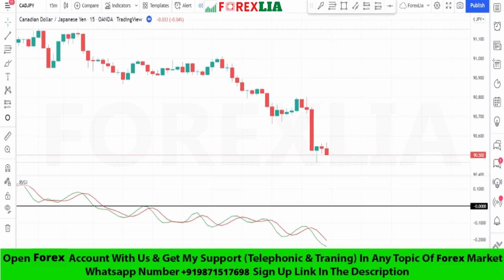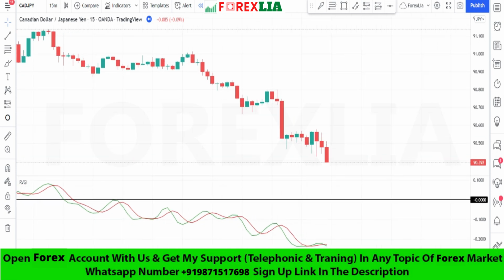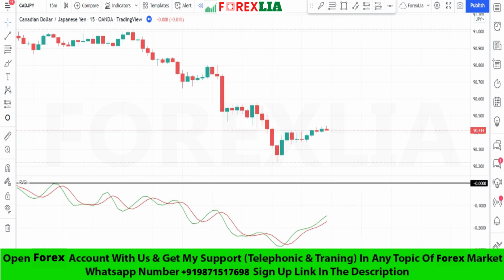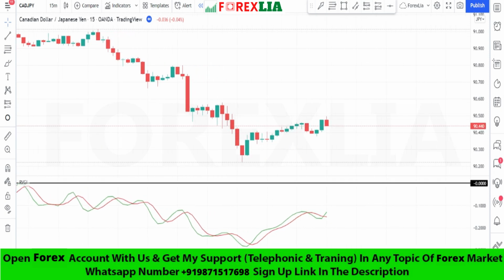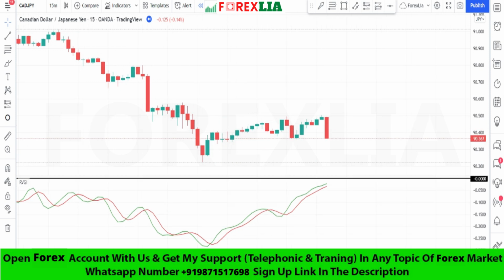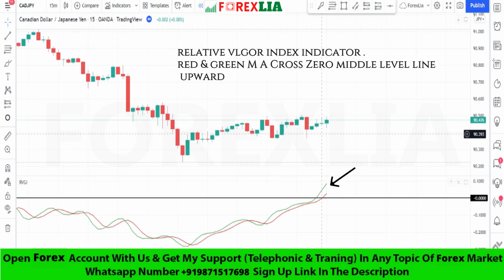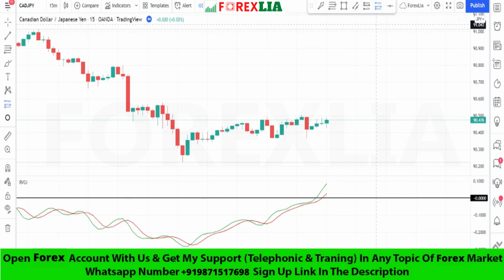Relative Vigor Index indicator. Red and green MA cross the 0 middle level line upward. Then we take a buy trade. Here is the buy signal confirmation. We place the buy trade here.